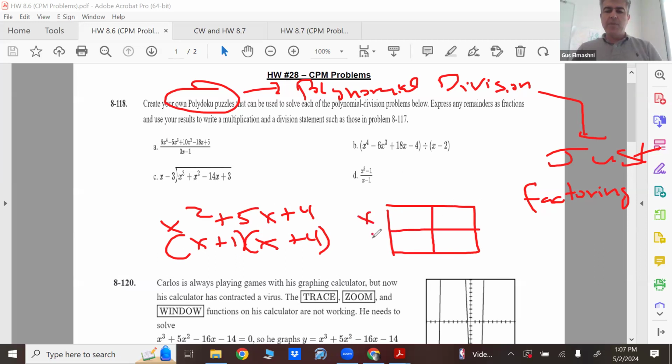Now, what you could do also is make a little box here, right? You could put x plus 1 here, x plus 4 here. And notice that you multiply x and x to get x squared, x and 4 to get 4x, x and 1 to get x, 1 and 4 to get 4. Notice the upper left corner is the term with the highest degree, and the lower right corner is the constant. And this diagonal has like terms: x and 4x, and they add to 5x.